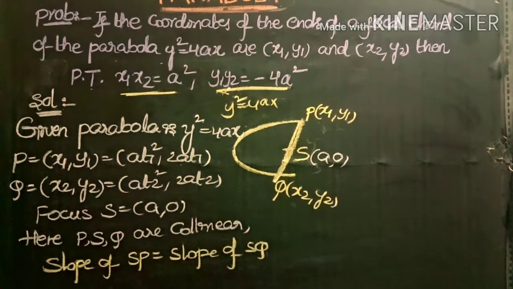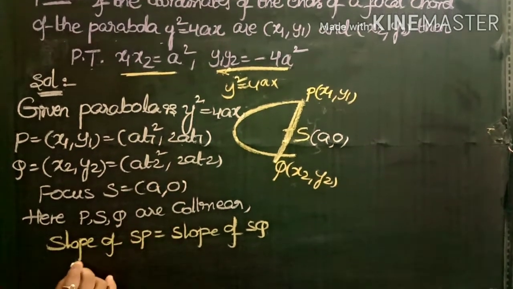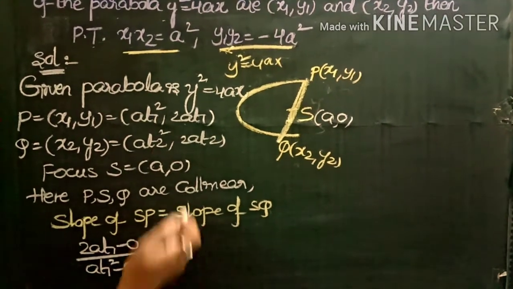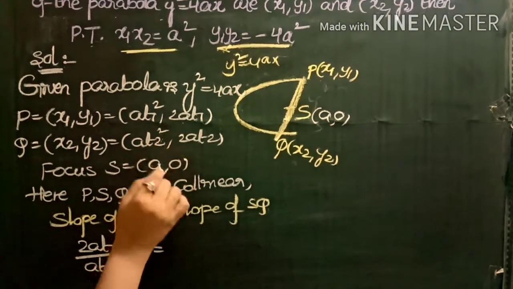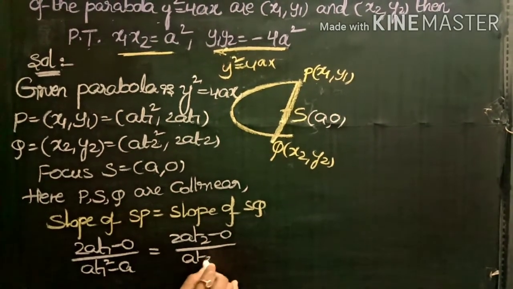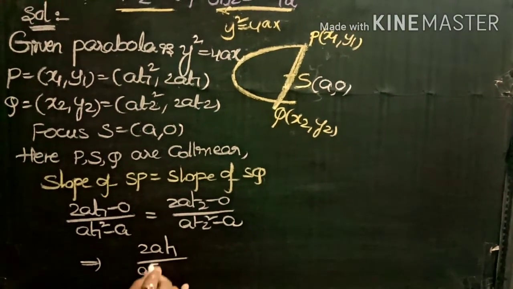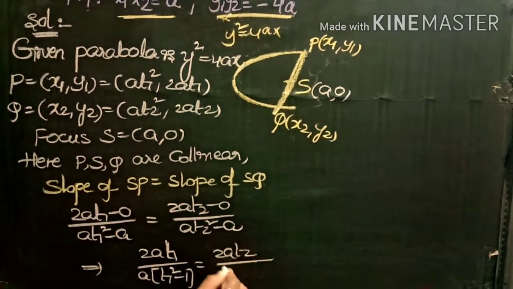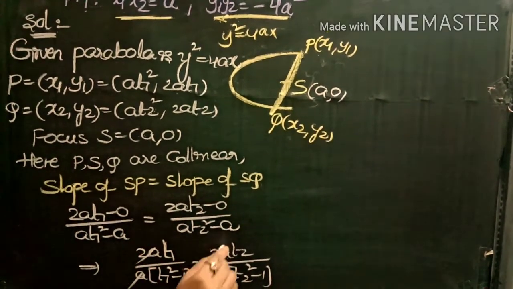Now what is the SP slope? SP slope is equal to the slope of these two points, y2 minus y1 by x2 minus x1, that is 2a t1 minus 0 by a t1 square minus a. This is equal to the slope of SQ, the slope of these two points, that is 2a t2 minus 0 by a t2 square minus a, which implies 2a t1 by a into t1 square minus 1 is equal to 2a t2 by a into t2 square minus 1. Now here a and a get cancelled, and 2a also gets cancelled.